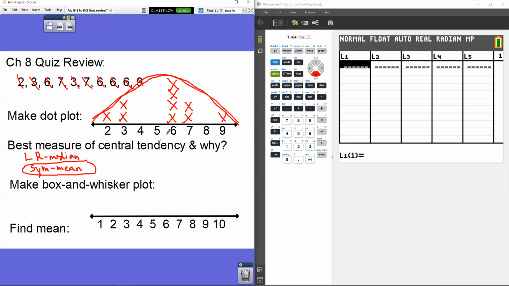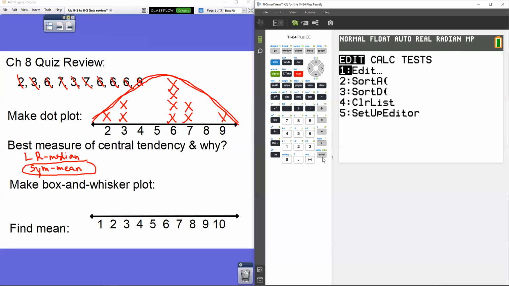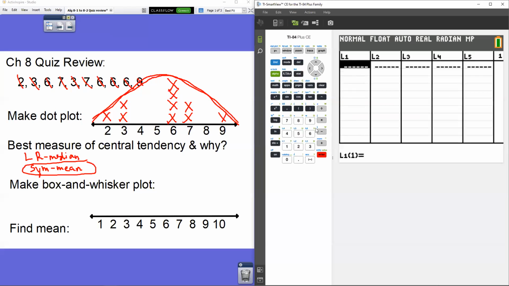If you have to calculate the mean, remember that we need to put these numbers into our stat calc. So from a dot plot, because you will have to do this, we have to go to stat edit. In our L1, we have a 2, we have a 3, we have another 3, we have a 6, a 6, a 6, a 6, we have a 7, we have another 7, and we have a 9. So there's my 10 numbers there. Always double check your data. Always make sure that you typed it in correctly.